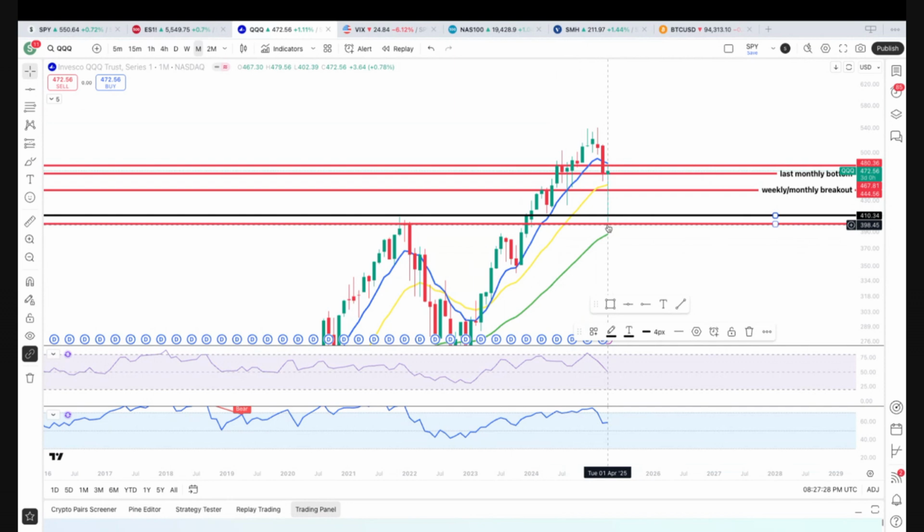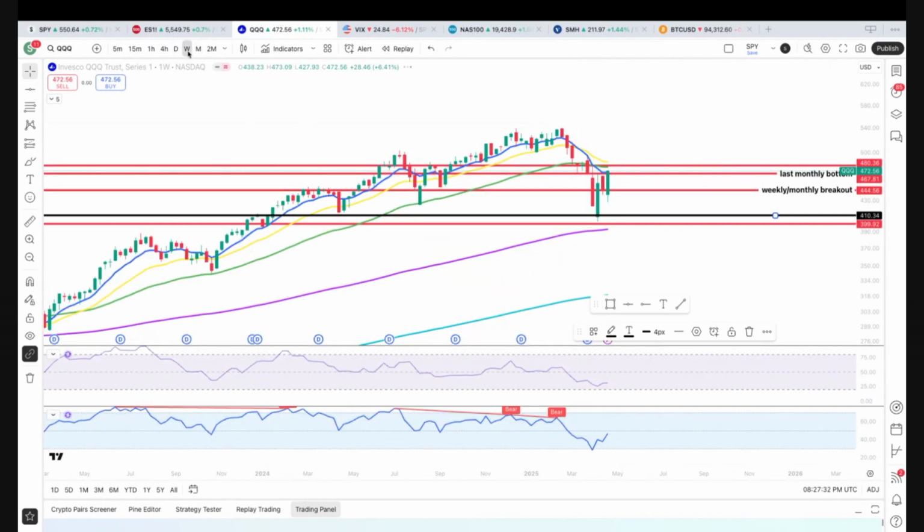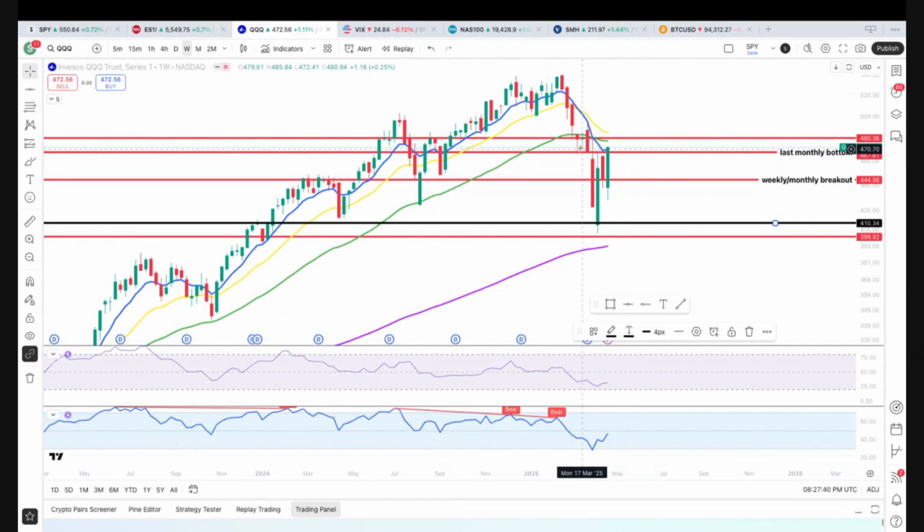And we were there at 400. It was pretty high probability that we were going to bounce, right? We had the 50 EMA there, the monthly breakout level, a strong area for buyers to show up. On the weekly, the 200 EMA was meeting us there. That's that monthly breakout level. But so far, yes, QQQ has bounced. Last week it actually reclaimed the 9 EMA and its last monthly bottom.